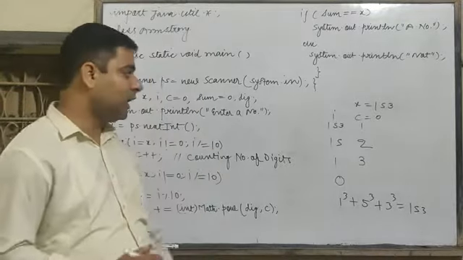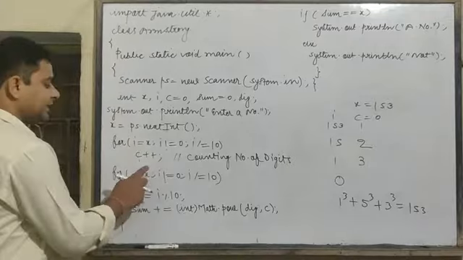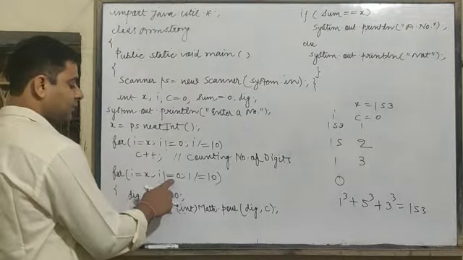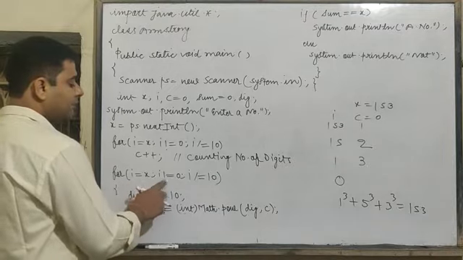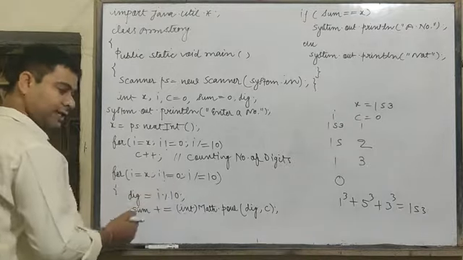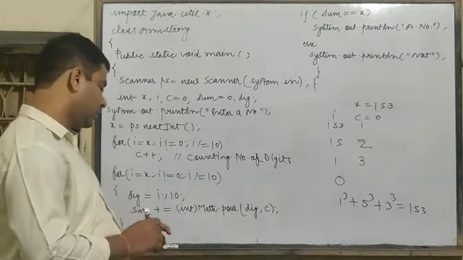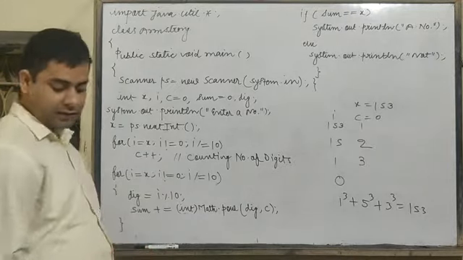So what shall we do after this? After counting the digits, it will jump to this loop. I equals to x, I not equal to 0, I divided by 10. Digit equals to I modulus 10. So again, I am going to show you the working of this. How does it work?